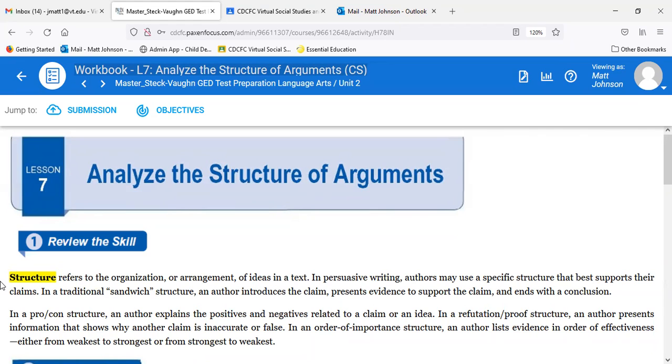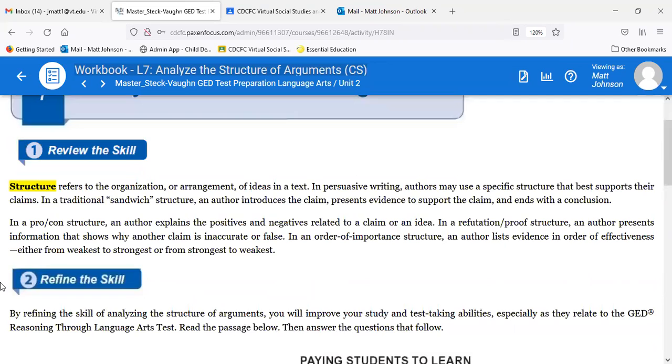In a traditional sandwich structure, an author introduces the claim, presents evidence to support the claim, and ends with a conclusion, something we see a lot. In a pro-con structure, an author explains the positives and negatives related to a claim or an idea. In a refutation proof structure, an author presents information that shows why another claim is inaccurate or false. And then in an order of importance structure, an author lists evidence in order of effectiveness, either from weakest to strongest or from strongest to weakest. Usually you're going to see that strongest to weakest. But again, people may want to build their case, so they end with that strongest claim that you're going to make.